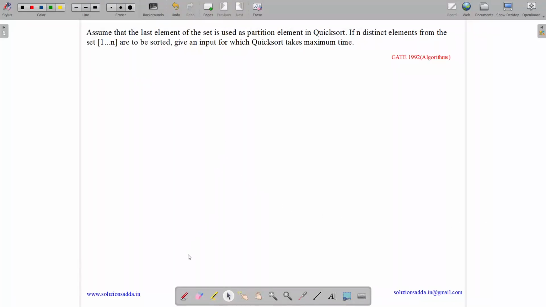This question belongs to the data structures and algorithms subject and was asked in GATE CSE 1992. So the question states, assume that the last element of the set is used as the partition element in quicksort. If n distinct elements from the set 1 to n are to be sorted, give an input for which quicksort takes maximum time. Okay, so what is quicksort? So in quicksort, first partitioning is done.